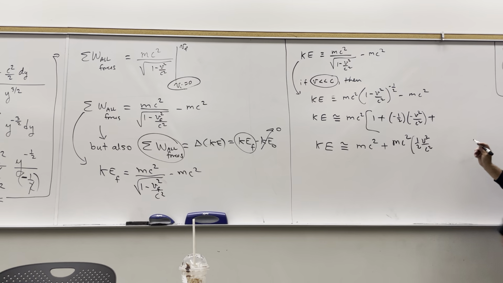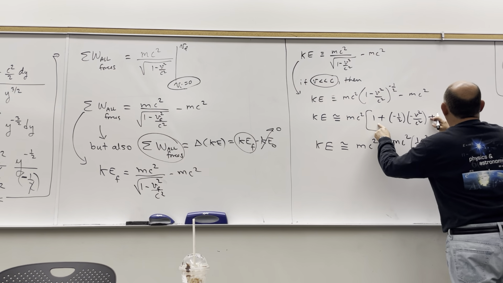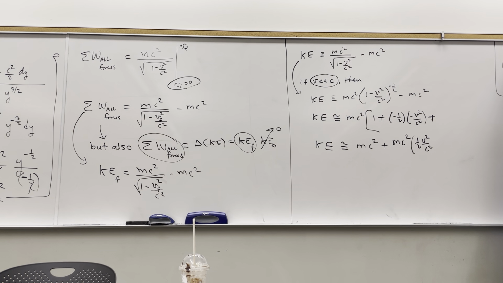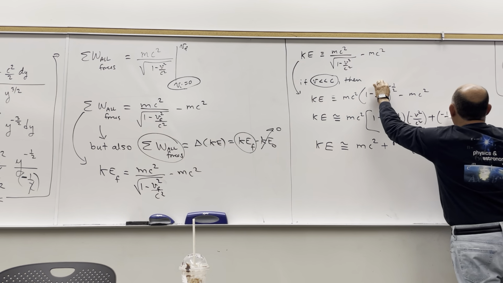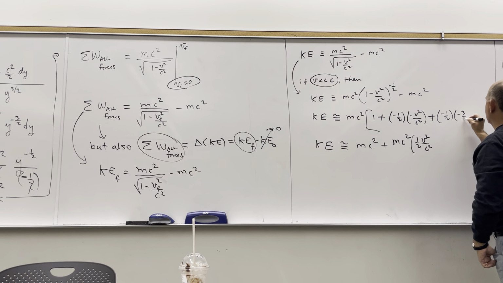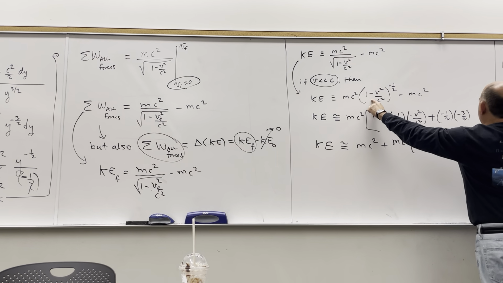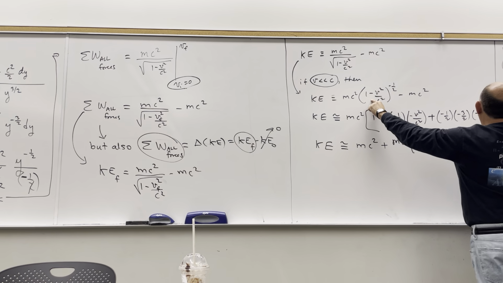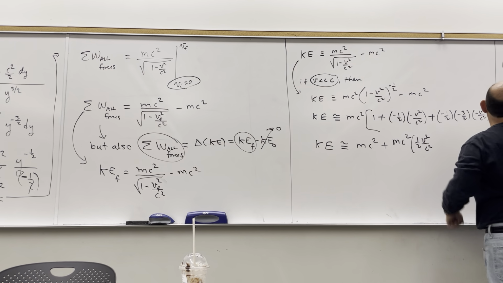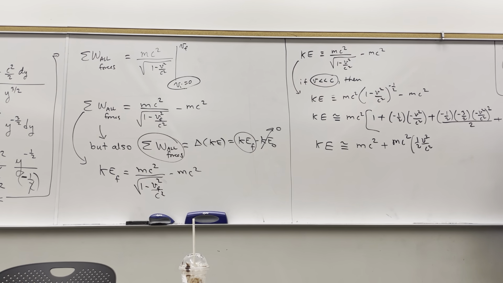Okay, so what would that be? Plus, n is the exponent, which is minus 1/2. n minus 1, so how much is minus 1/2 minus 1? Minus 3/2, right? And then the small thing squared, so the small thing, minus v squared over c squared, divided by 2 factorial, which is divided by 2, plus blah, blah, blah.